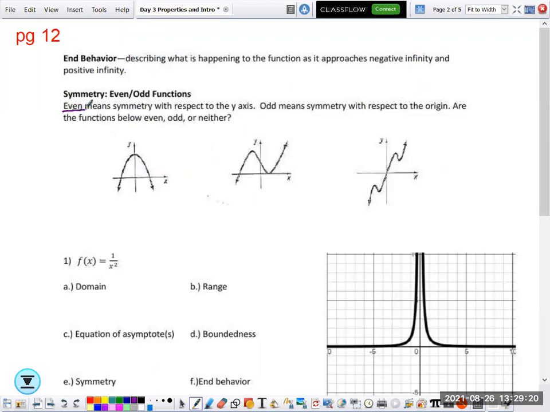Even symmetry means that the graph has symmetry around the y-axis. It is mirrored over the y-axis. So for example, this parabola has y-axis symmetry. This point matches up with that guy. Now I could have a parabola that looks like this. I'm just going to draw a random parabola. It's symmetrical around this line that goes through the vertex.